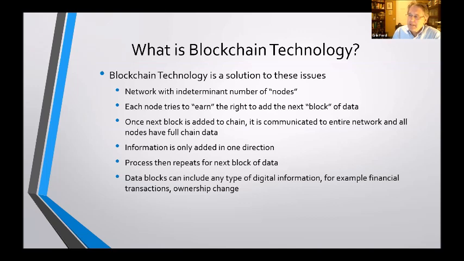Once the next block is added to the chain, the updated data chain is communicated to the entire network, all the nodes that are participating in the blockchain. And interestingly enough, nodes can come and go as participants in a given blockchain, because once the additional block is added to the data chain, it's communicated to everybody that's participating.